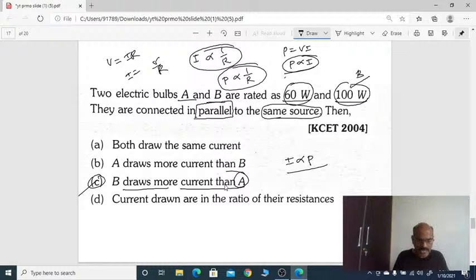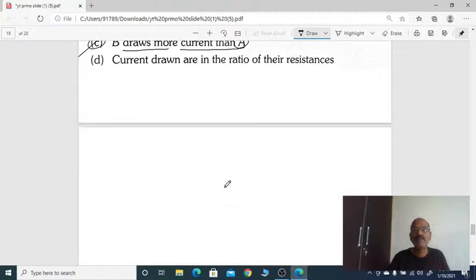So more power, right? It is connected in parallel. So in parallel, the bulb of higher power will draw more current. So option C is correct. Yes, James, C is the correct one. Let us go for the next one.